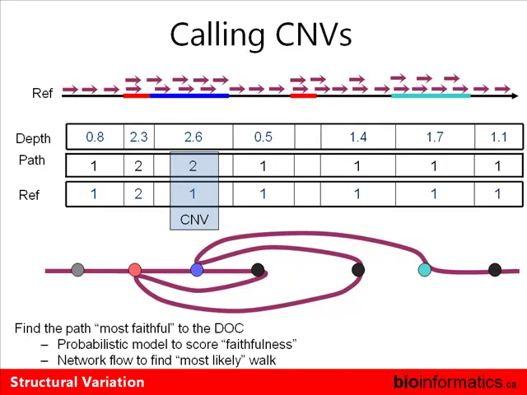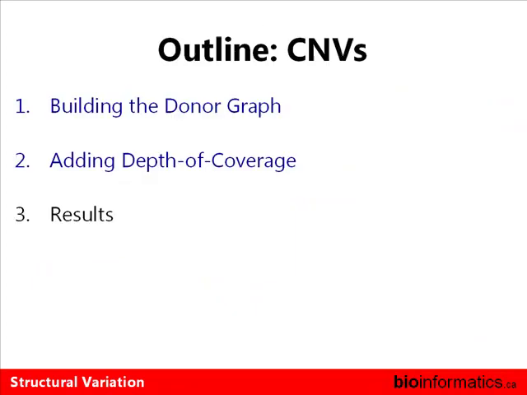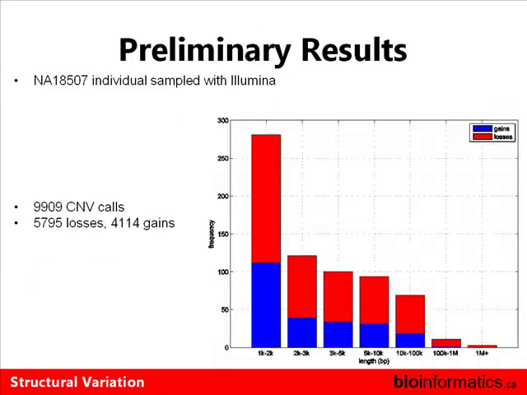There's a probabilistic model to score faithfulness, its maximum likelihood, and there's a network flow to find the most likely walk. Sort of, it's elegant computer science. You don't need to worry about the details. This actually turns out to work very well.